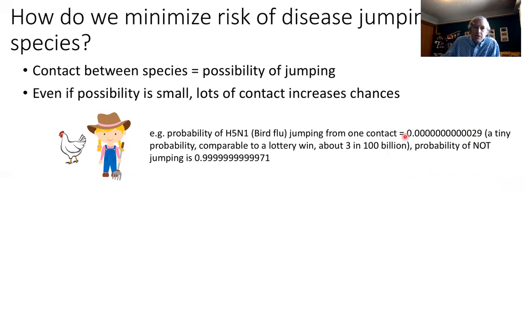Because this is the probability of the pathogen jumping, the probability of it not jumping is just 1 minus this number. So the probability of it not jumping from a single contact is 0.9999999999971. That's a very large number. It's incredibly close to 1. That's the probability of it not jumping from one single contact.